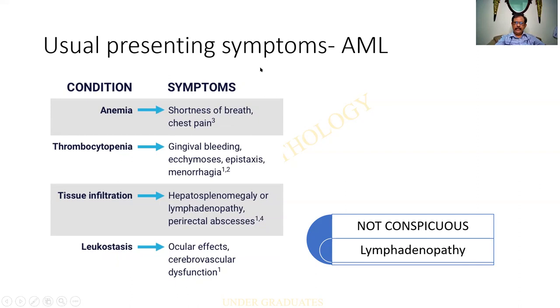The usual presenting symptoms in a case of AML will be as follows, taken from the net. Classically, there will be an anemia. In any form of leukemia, the patient will have anemia, resulting in shortness of breath, chest pain, compression, etc. Thrombocytopenia can result in gingival bleeding, particularly in AML M3, ecchymosis, epistaxis, menorrhagia. Tissue infiltration leads to splenomegaly, hepatomegaly, and rarely lymphadenopathy in AML. It is not very conspicuous.